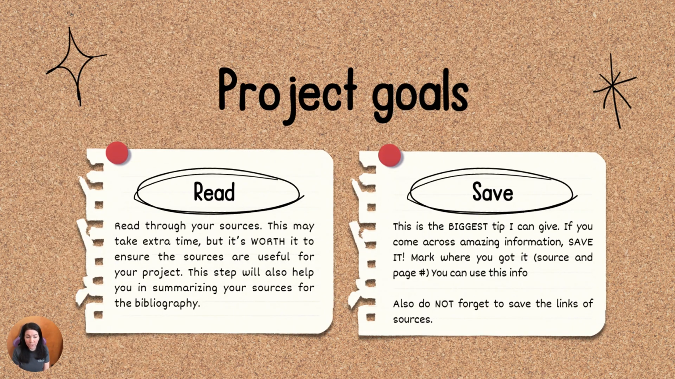The project goals. Read through your sources. This may take extra time, but it's totally worth it to ensure that your sources are useful for your project. You don't want to just list random sources just to get the annotated bibliography done, and then realize that they are not useful for your paper or your project. So go through your sources, take that extra time, and it'll help you in summarizing your sources in your bibliography.